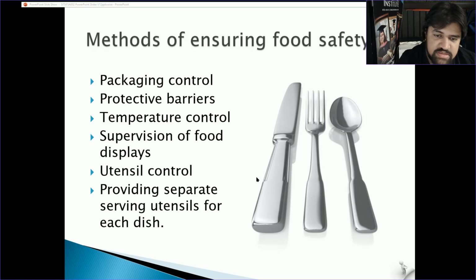Providing separate serving utensils for each dish. Like I said before, you don't want to give them one spoon and have eight items, so now they're going from the rice to the curry, back to the curry, or another curry, and then into the rice, and now the rice has all these curry gravies, and each of the gravies might be seafood and meat, and they're all mixed together. You don't want to have that going, okay? So give a separate serving utensil for each dish that you place in front of your customers.